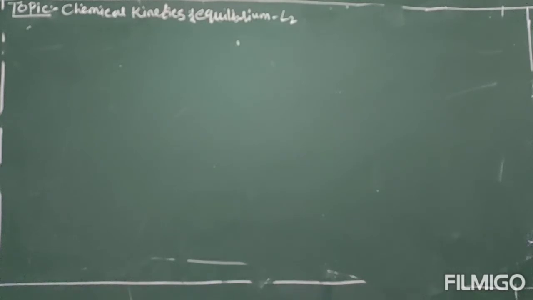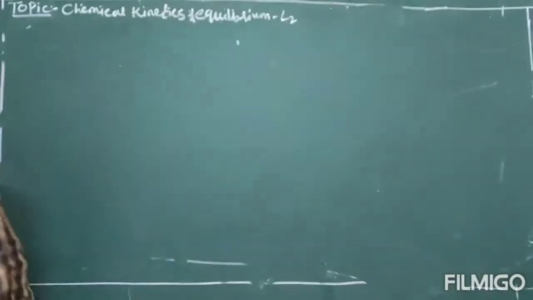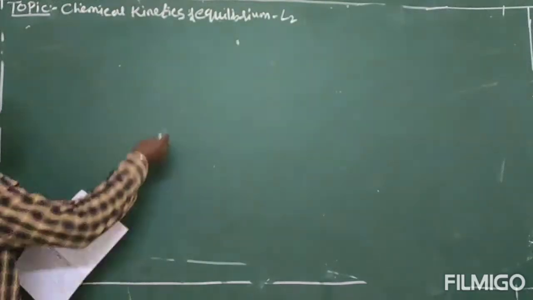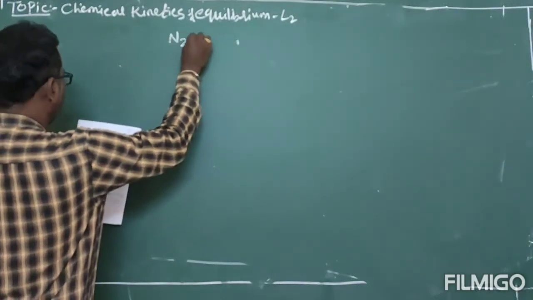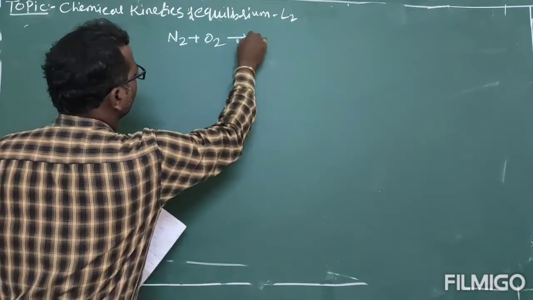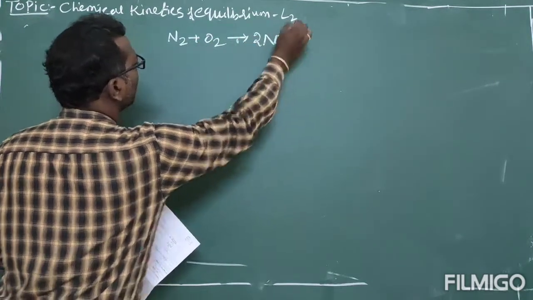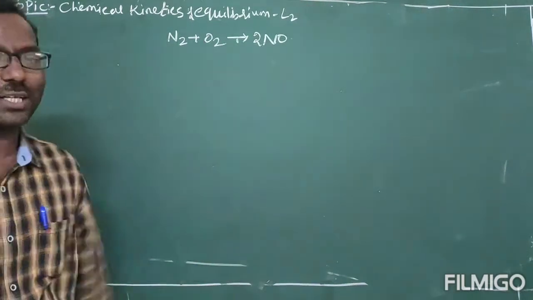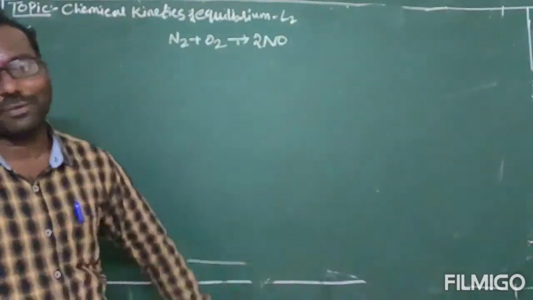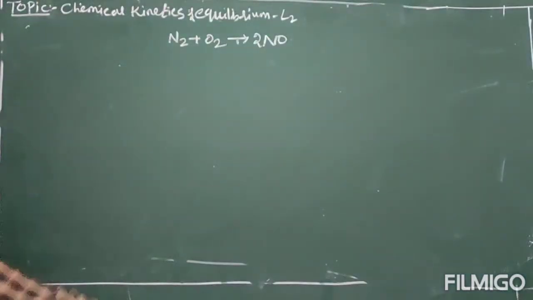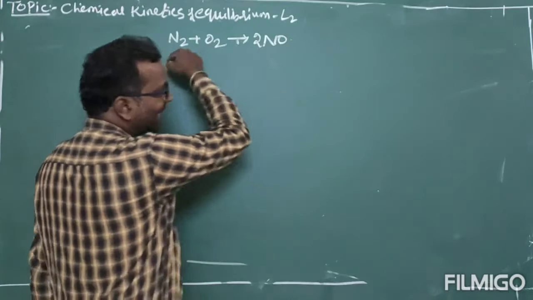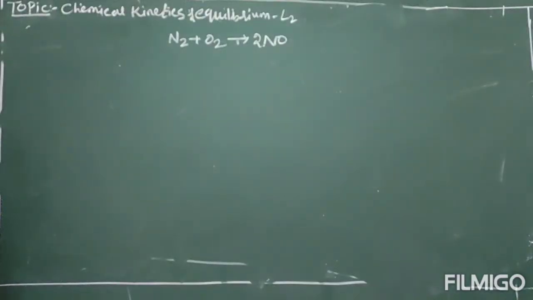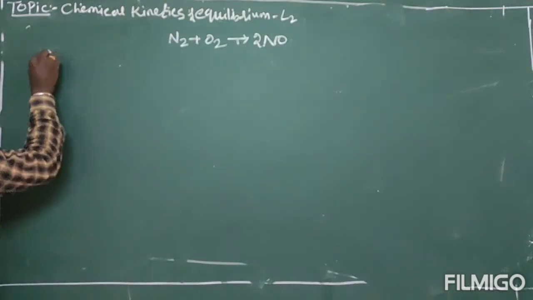Okay, now you try to write the rate of formation for this reaction. N2 plus O2 gives rise to 2NO. You try to solve. Write the rate of formation, the rate of disappearance, and develop the relation between both of them. So first, what you have to do, you have to check whether it is balanced or not. N2, 2N, O2, it is balanced.